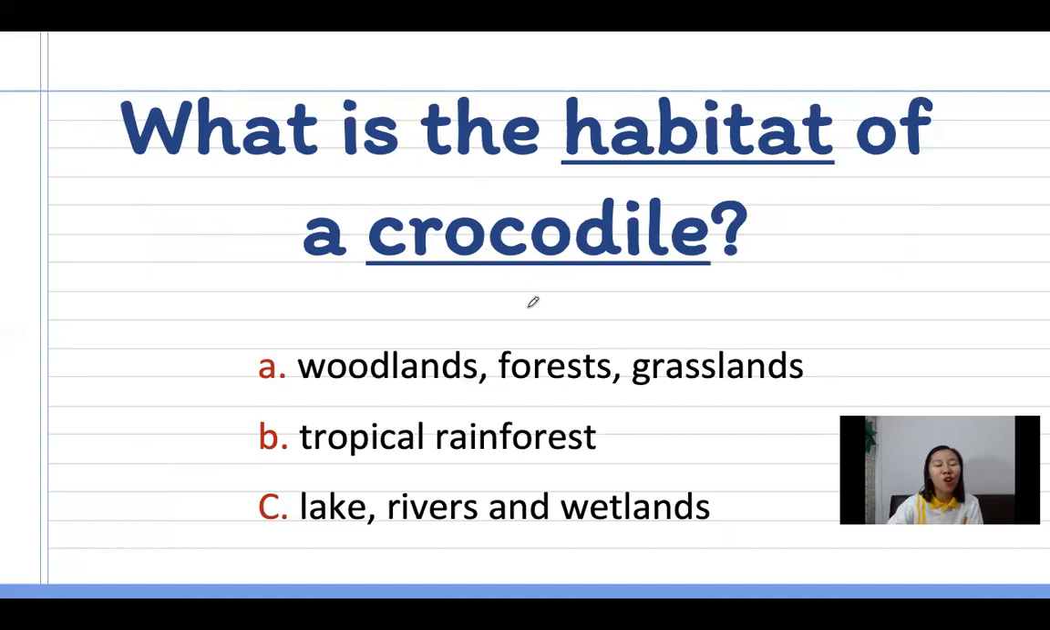Number four. All right, number four. What is the habitat of a crocodile? A, woodlands, forests, and grasslands. B, tropical rainforest. C, lake, rivers, and wetlands. Again, number four. What is the habitat of a crocodile? A, woodlands, forests, and grasslands. B, tropical rainforest. C, lake, rivers, and wetlands. Go.